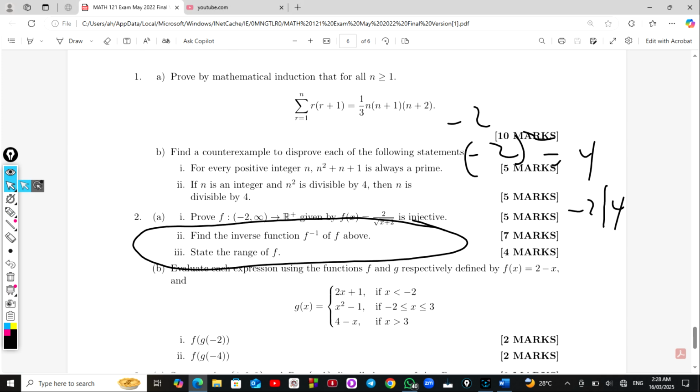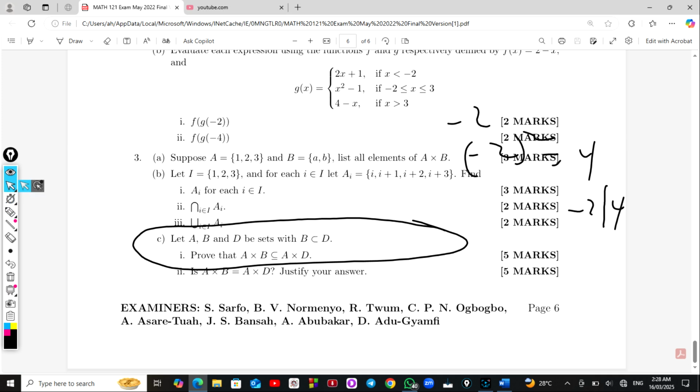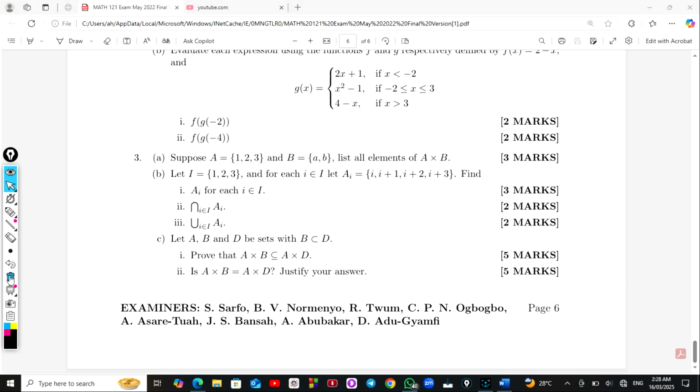So let's look at the final part, and this needs some time to analyze and solve. Okay, but it's not a big deal. So we are going to look at question 3, A, B, C all together. So be with me as we dive into the solution of question 3.